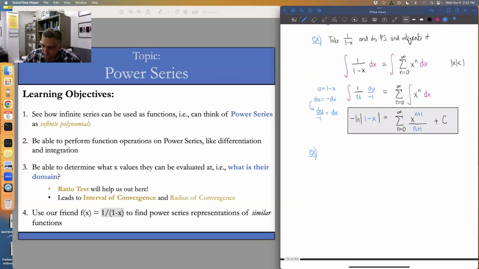Okay. Next, let's take that same power series, 1 over 1 minus x, and let's differentiate it instead of integrating it. So again, we start off with what we know. We have the function 1 over 1 minus x. It's equal to that infinite sum in terms of the power series of n equals 0 to infinity of x to the n. And again, this is only true for x values that fall between minus 1 and 1, not including those endpoints.